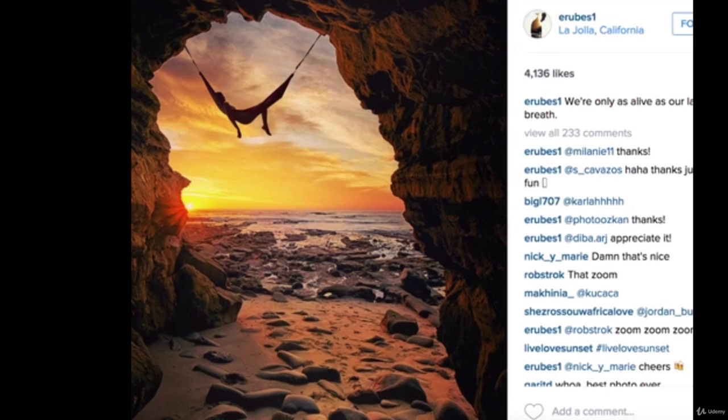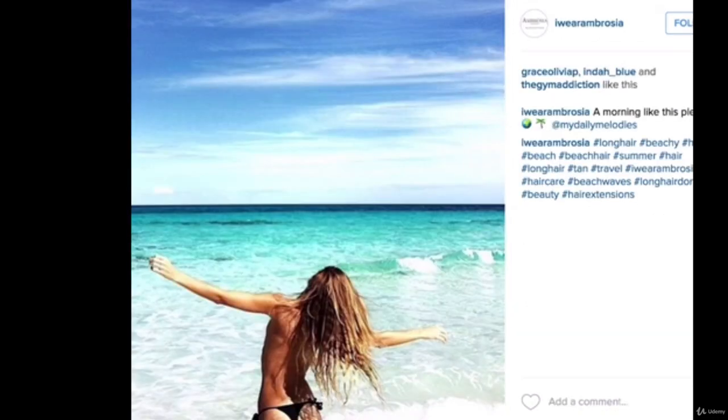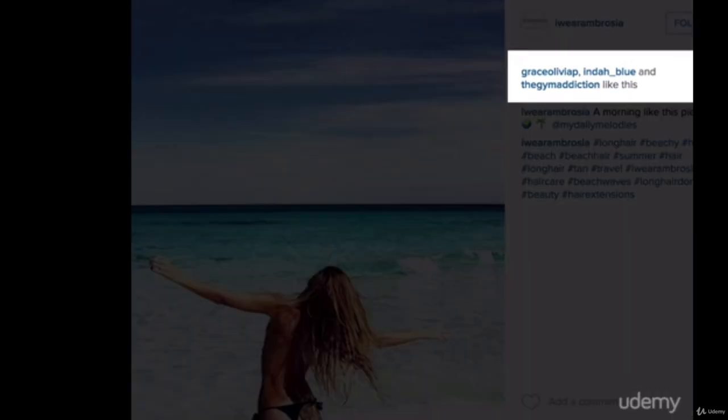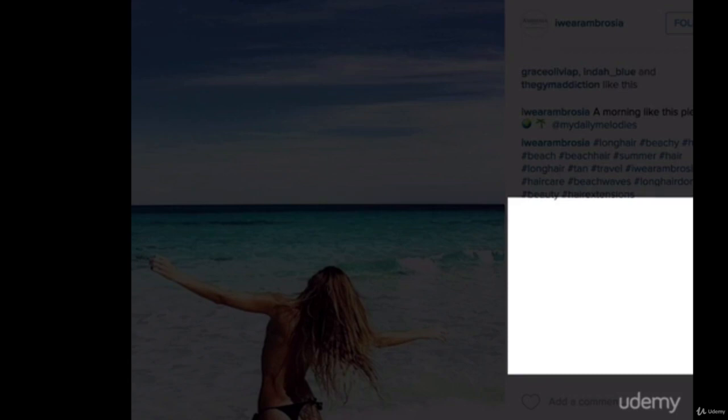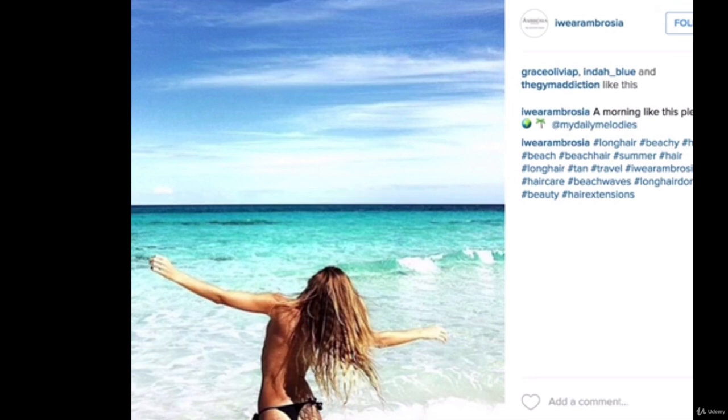To contrast, here is another picture that I also found through hashtag beach, and as you can see, there are only 3 people who like this picture so far and no one else commenting apart from the person who posted the photo. Now, even though it's a nice photo and you may like it, studies show that you're less inclined to like this photo because there's not many people already who have taken this action.